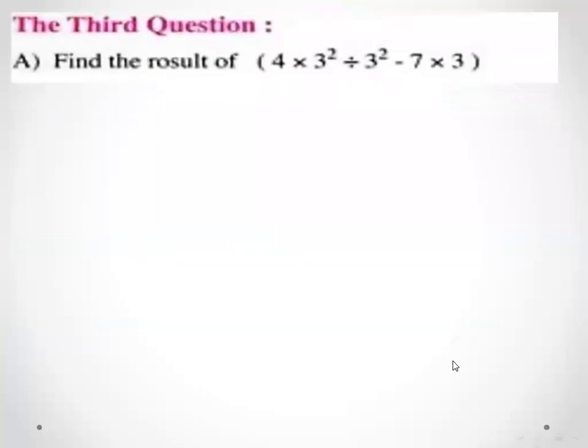Third question. Find the result of 4 times 3 power 2 divided by 3 power 2 minus 7 times 3. Order of operations. I told you first that we're going to solve the power. This means I'm going to solve 3 power 2 and 3 power 2 first. My answer is 4 times 9 divided by 9 minus 7 times 3.